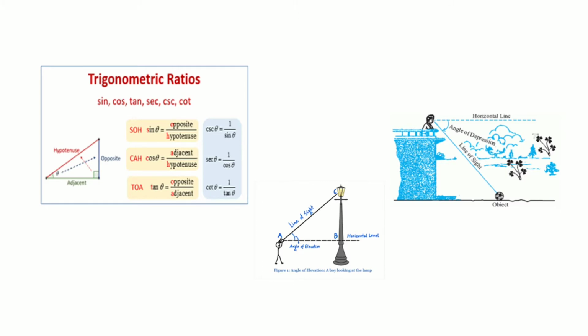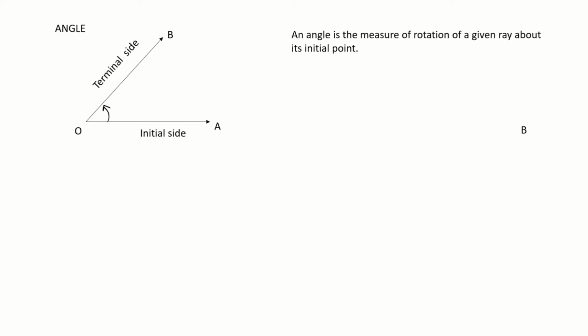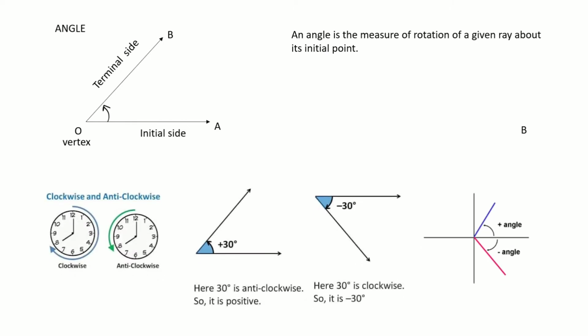their properties. An angle is a measure of rotation of a given ray about its initial point. The original ray is called the initial side and the final position of the ray after rotation is called the terminal side of the angle. The point of rotation is called the vertex. If the direction of rotation is anticlockwise, the angle is said to be positive, and if the direction of rotation is clockwise, then the angle is negative.